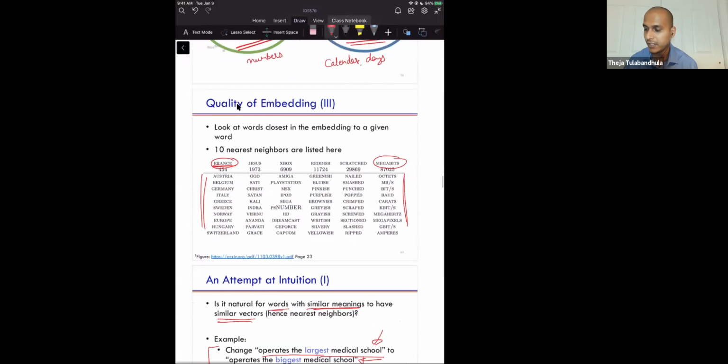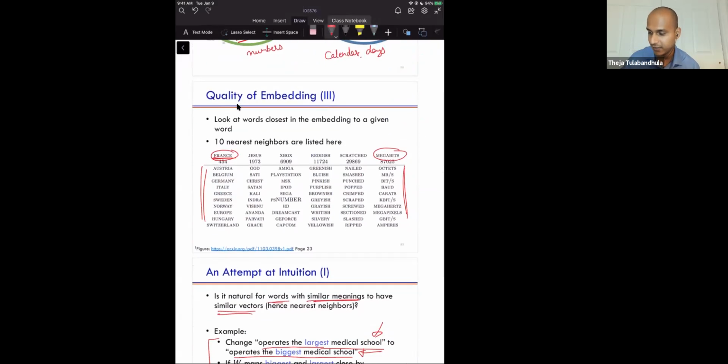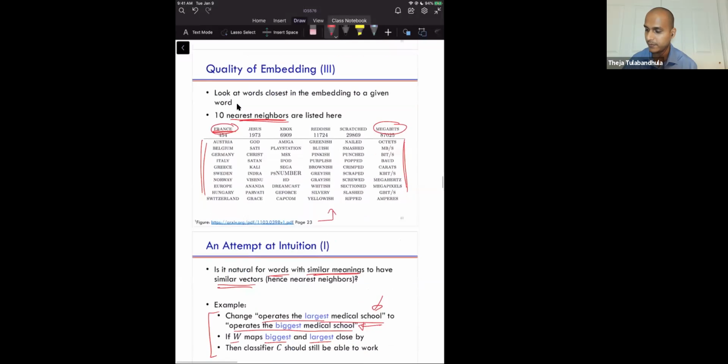Okay, and then you can also look at, I guess I jumped forward a little bit. We can do nearest neighbors for some words, and in this example, I guess this paper did nearest neighbors for their word embeddings to show that the word embedding is good.